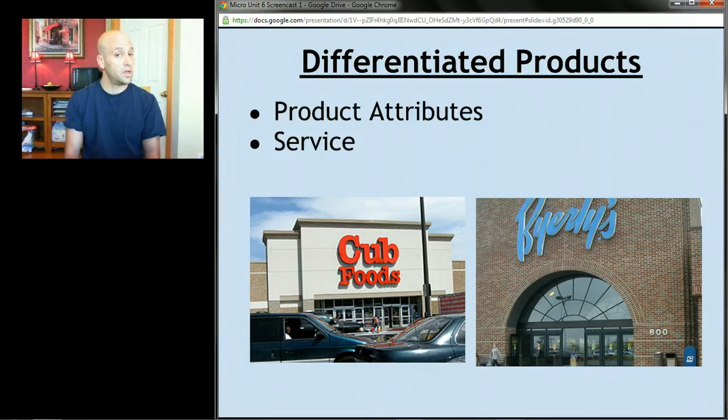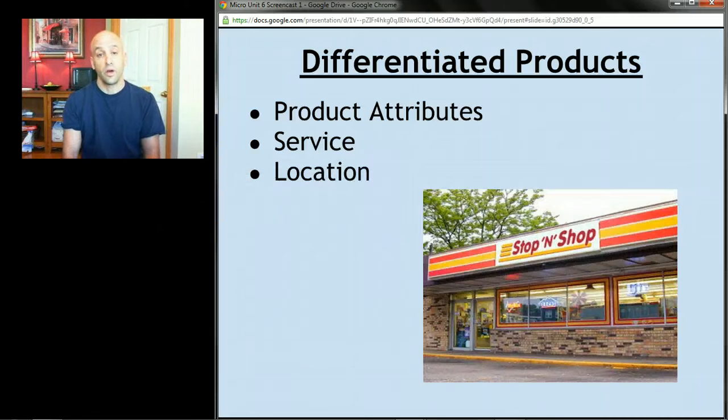But anyway, that's the same product basically bought at different places, differentiated by the level of service that you're getting. Another way you can differentiate your product is just based on location. If I don't want to drive all the way to Kowalski's, which is like a mile away, I can go to a convenience store and pay like $47 for a can of corn, if I just want the convenience of the location.